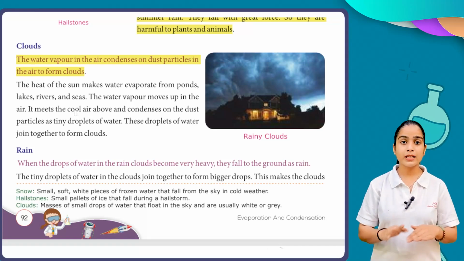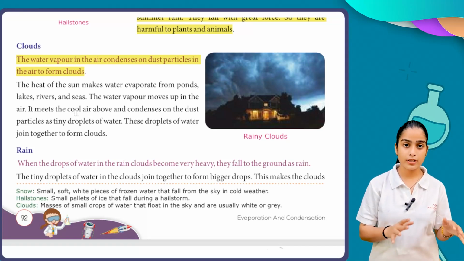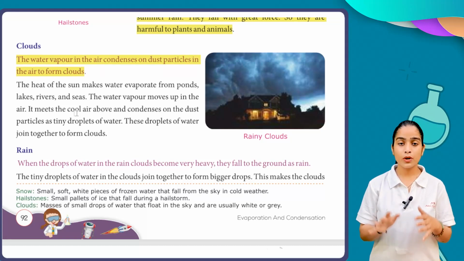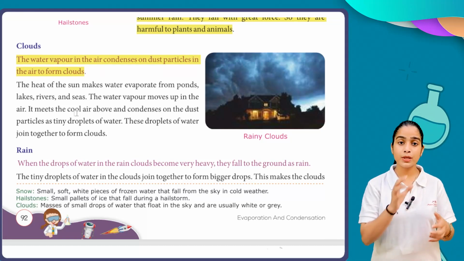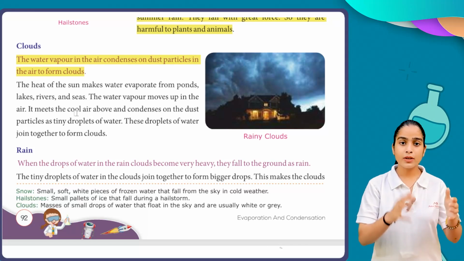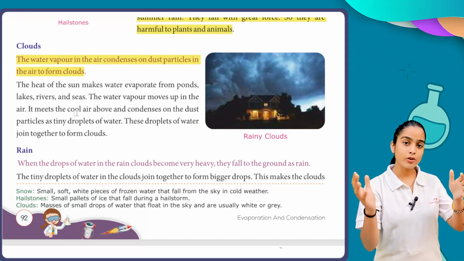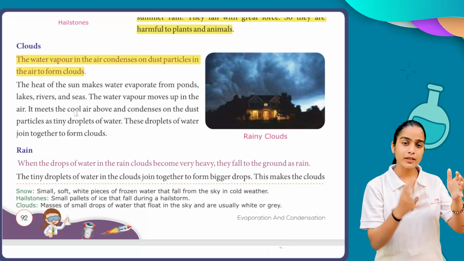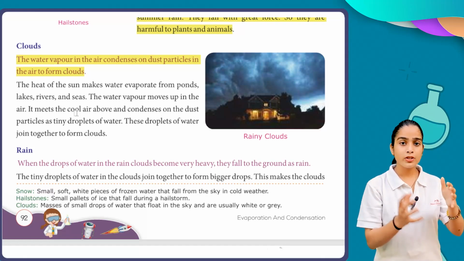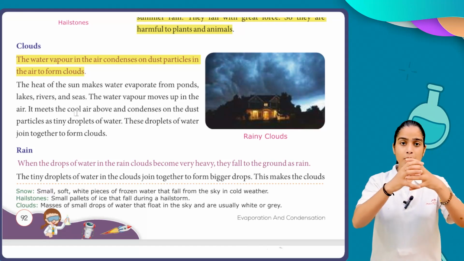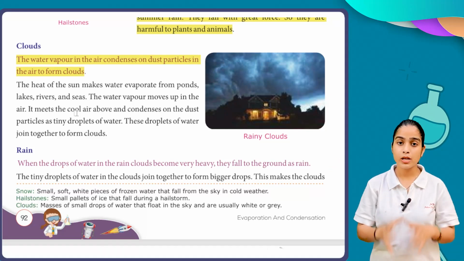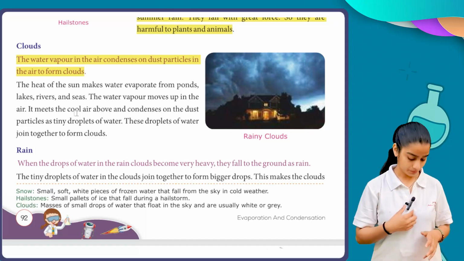So basically, when the natural process of evaporation proceeds, the water vapor attaches to the dust particles, and further these dust particles collect with each other, and tiny particles go along with each other, and when they connect in a big bulk, it will be converted into a cloud. So it will happen with the natural process of evaporation.